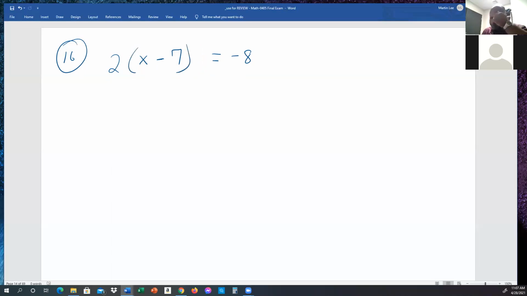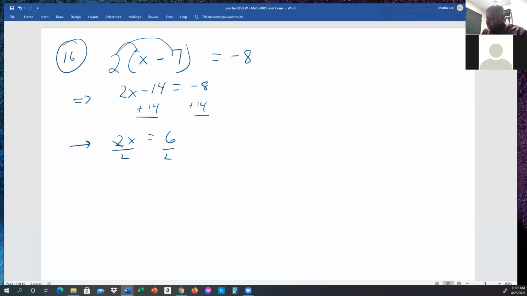And then once we have this set up, we can solve this for X. So 2 times X gives me 2X. And 2 times -7 gives me -14 equals -8. Now add 14 to both sides. And this gives you 2x is equal to +6. And now divide both sides by 2. And we get X is equal to 3.